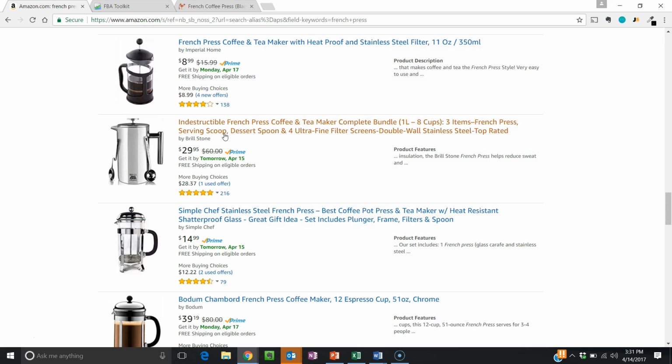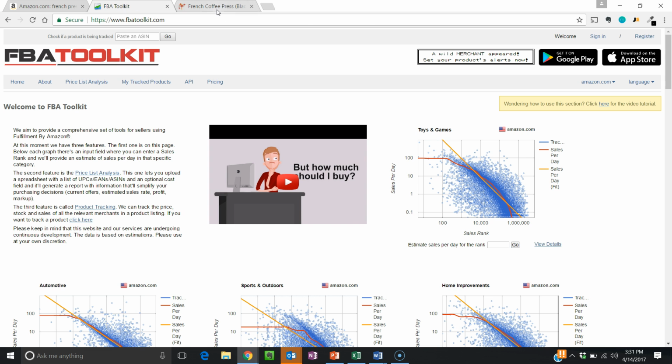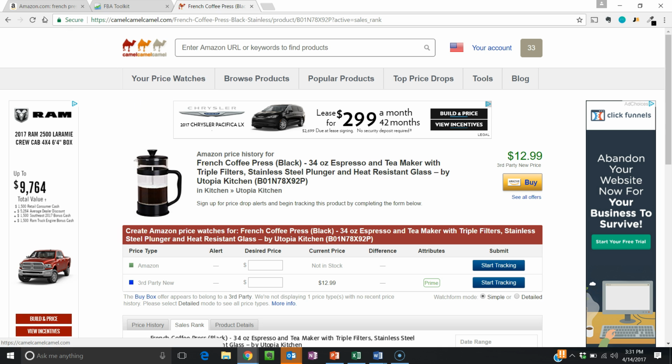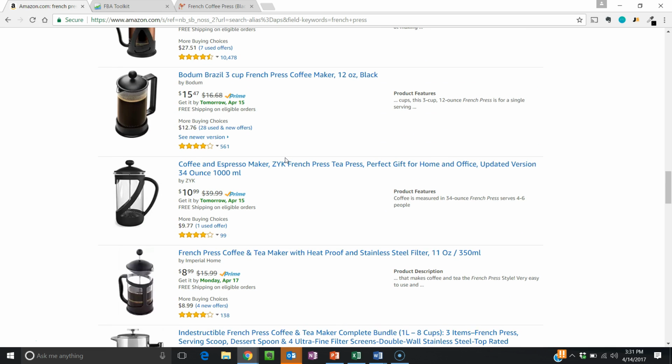But if you decided you wanted to just at least start off doing research, you can always do FBA Toolkit. You can always do Camel, Camel, Camel. You can always even just add to cart and click 999 for the number of units that you want to purchase. And Amazon will tell you, oh, wait, there's not 1,000 units. So all we have in stock is this amount. And then you could just keep doing that every day at about the same time.